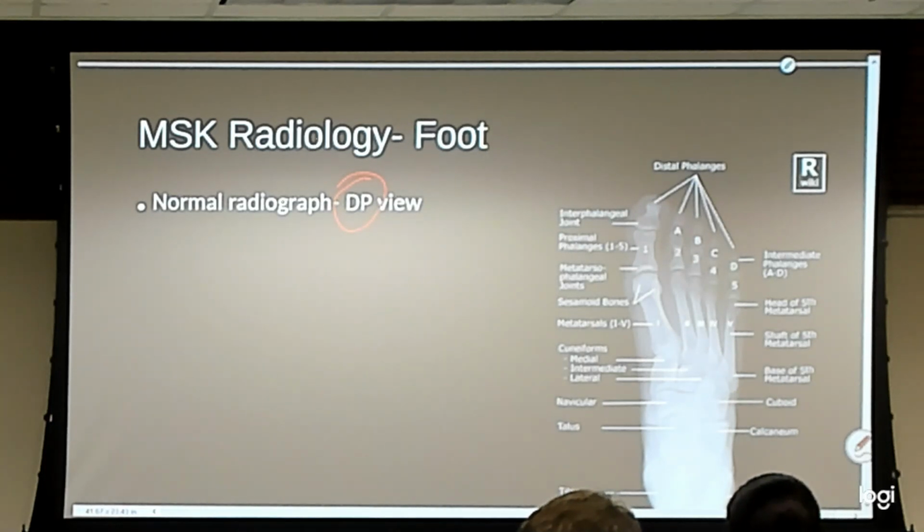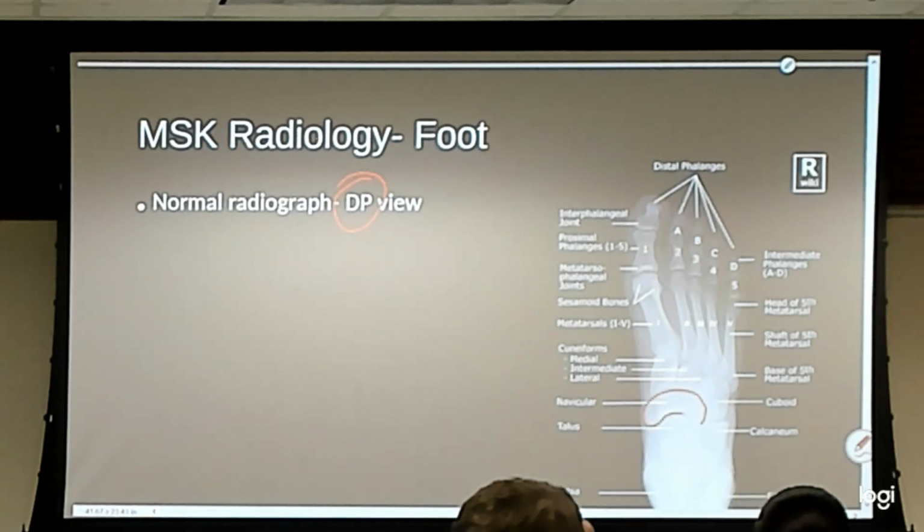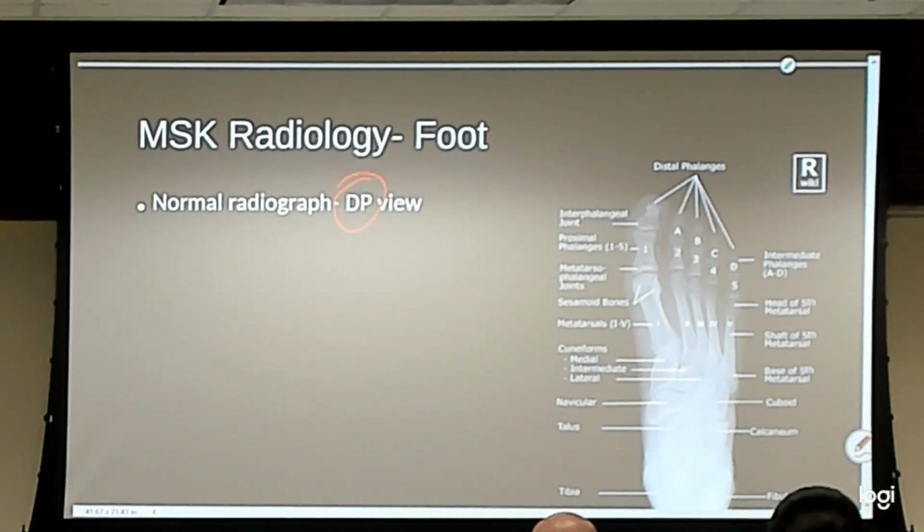Okay, cuboid, just remember it's the big block that holds up the outside, and the cuneiforms hold up the middle. Navicular, it's boat-shaped too. I think this is probably the better view to see that it's boat-shaped. Remember that both with the wrist and here, the navicular is boat-shaped. So it's got that root, nabby.